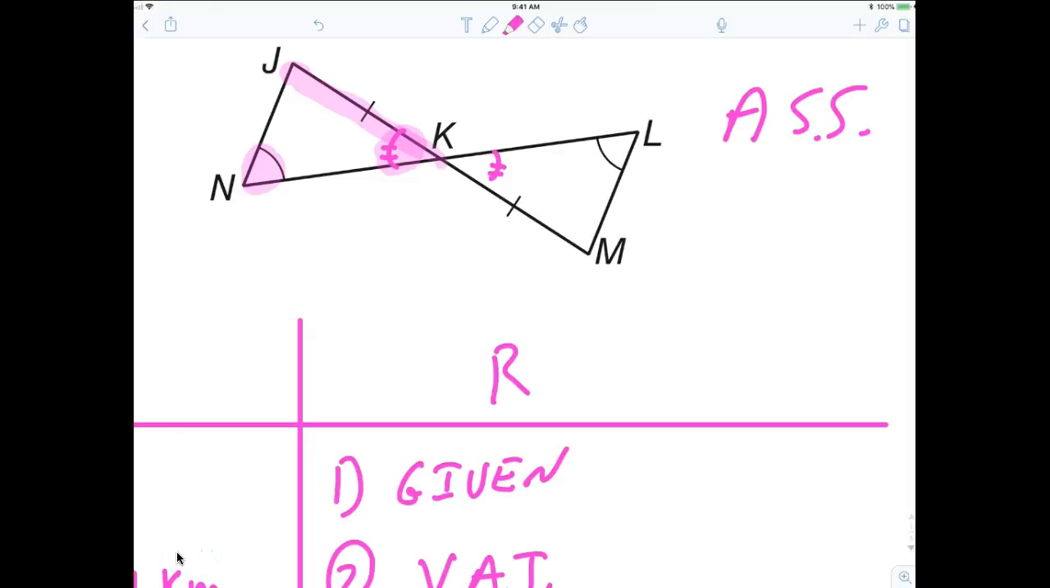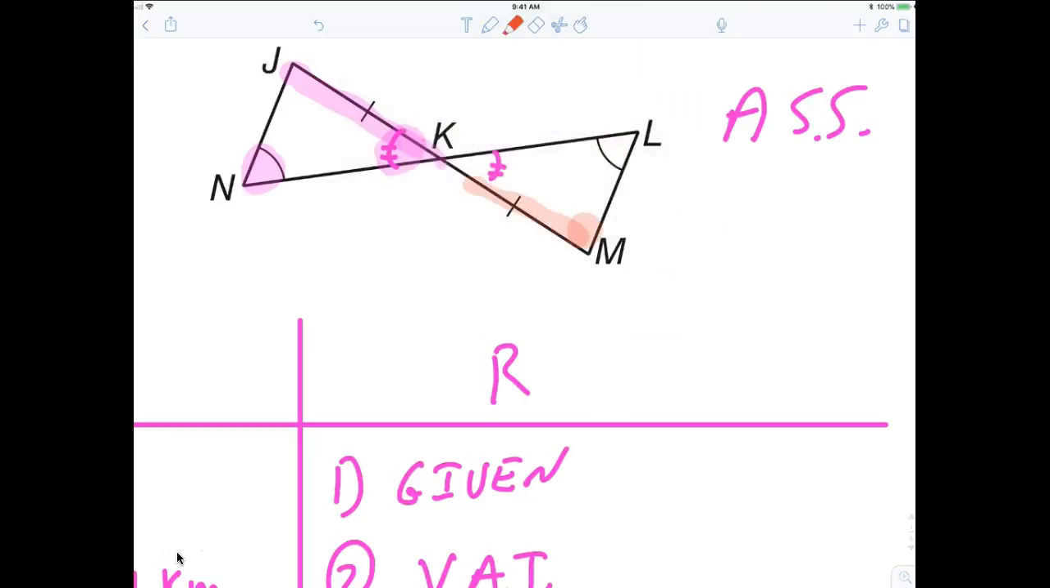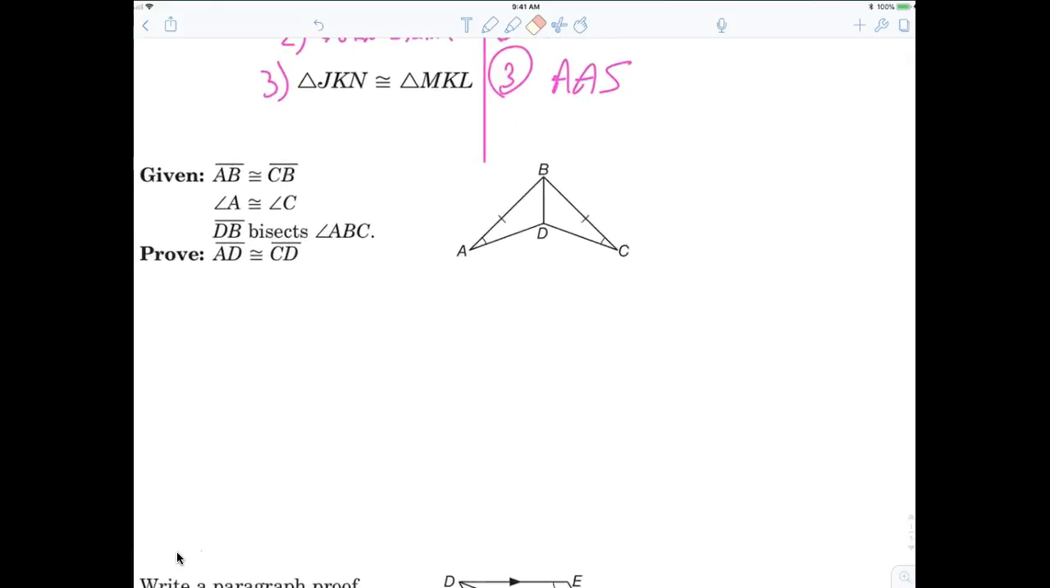In order for it to be angle, side, angle, and listen, you're making a common mistake: it would be this angle with this side with this angle. The side is between the two angles. A very common mistake. Make sure you understand what I'm saying. So the ones in the pink are the angle, angle, side. All right, let's look at number 2 now.